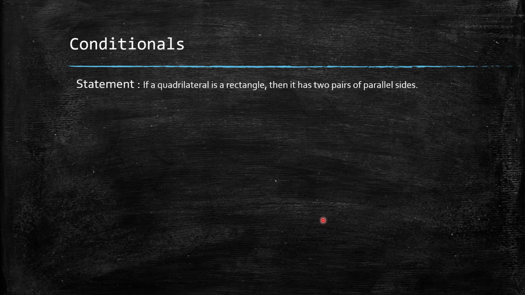So let's recap what conditionals are. Suppose we have a statement something like this one: if a quadrilateral is a rectangle, then it has two pairs of parallel sides. Conditionals we can define as if P then Q, right? So this should be our P, a quadrilateral is a rectangle, and this will be our Q, it has two pairs of parallel sides. Generally we write conditionals as P, right arrow, and then Q.